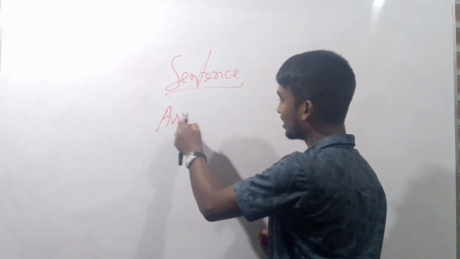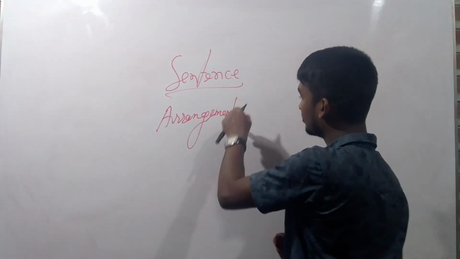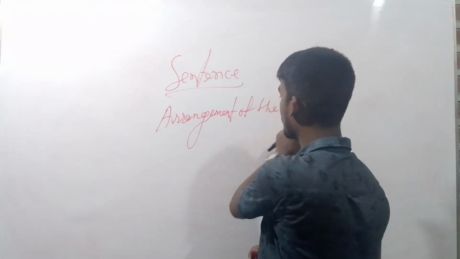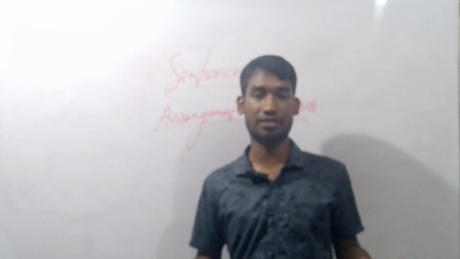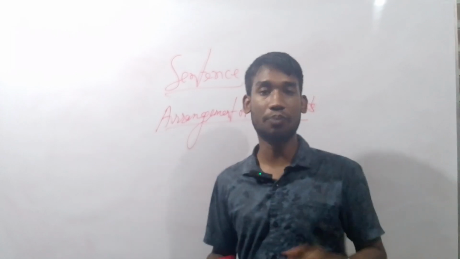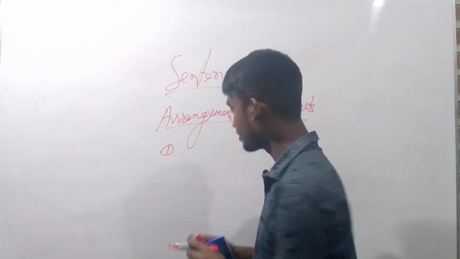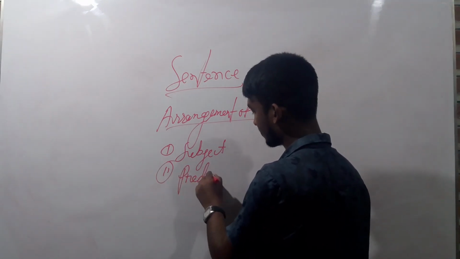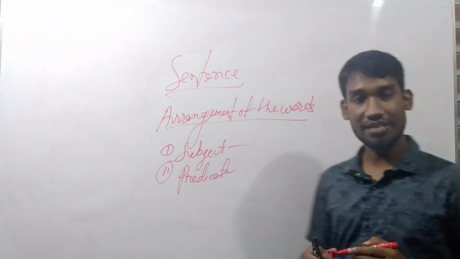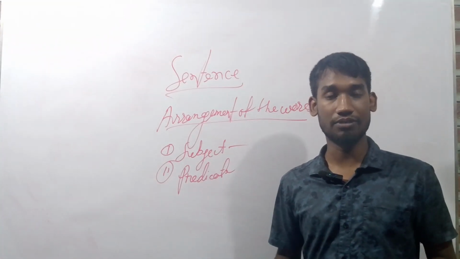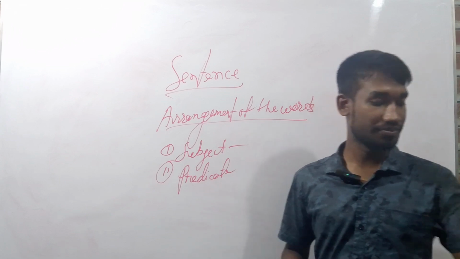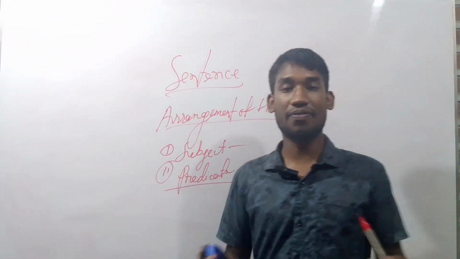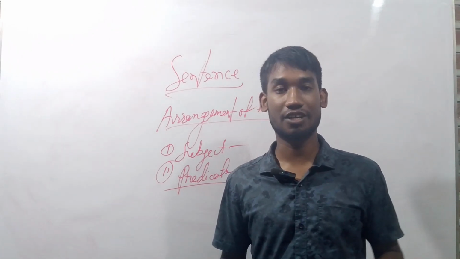So we can write: arrangement of the words which gives a complete idea. Okay, now let's talk about the parts of the sentence. A sentence has two parts. One is subject, and the other is predicate. Subject is that word, maybe a noun or pronoun, that is responsible for the action. And the next one is predicate. Predicate is just the rest of the sentence if we cut the subject from the sentence.